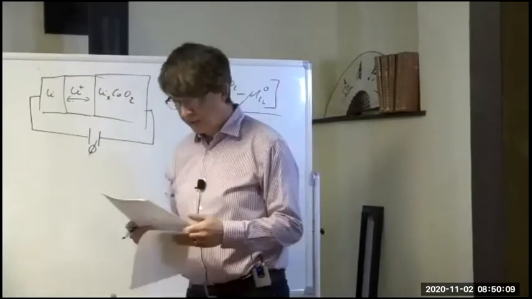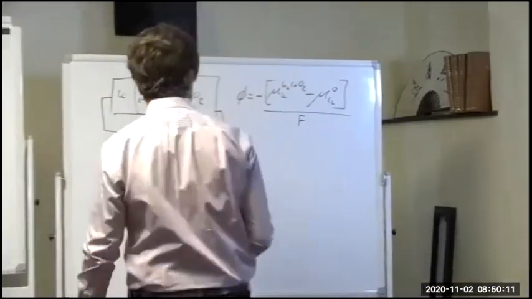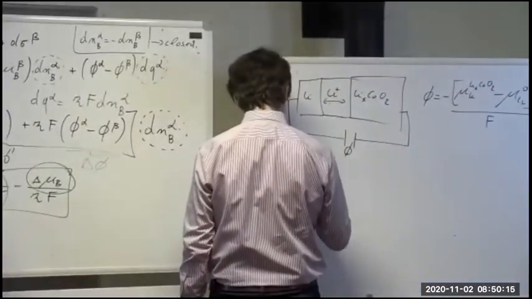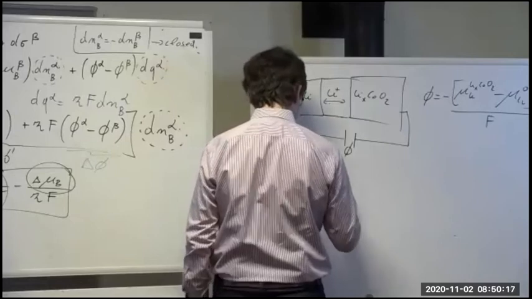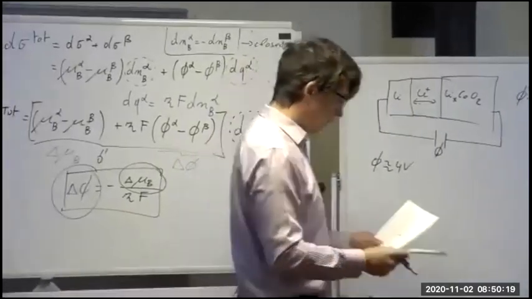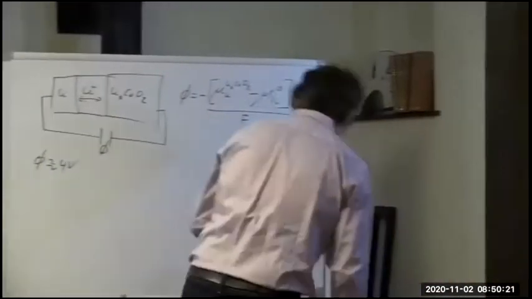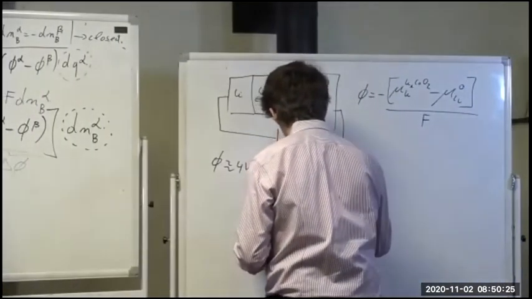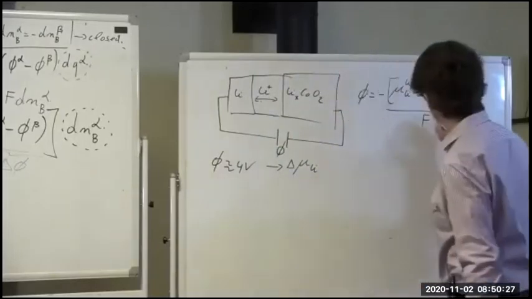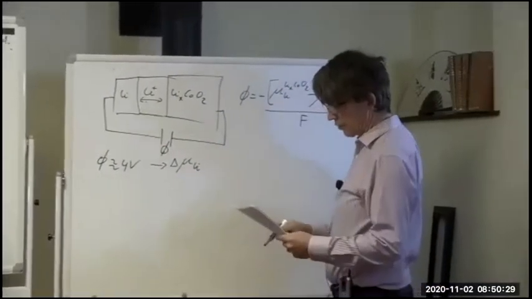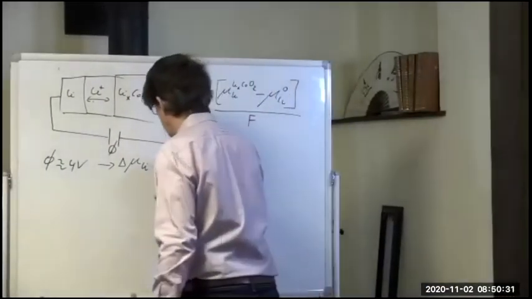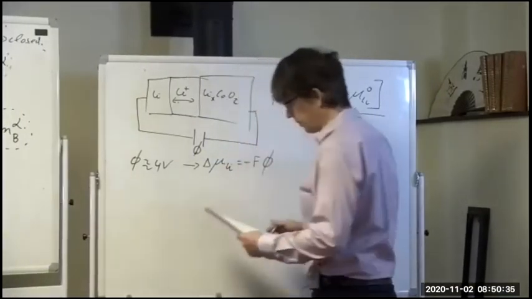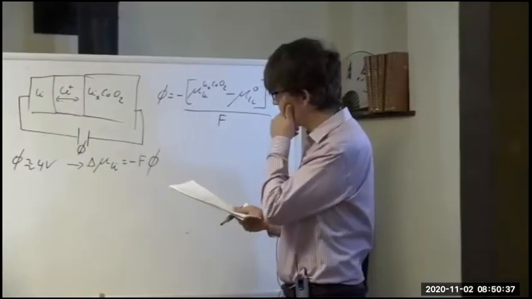I want to put a scale on this. A typical potential of a lithium-ion battery is around 4 volt. So let's say phi is around 4 volt. That means that delta mu lithium, the difference of lithium in the two electrodes, is minus the Faraday constant times the potential.